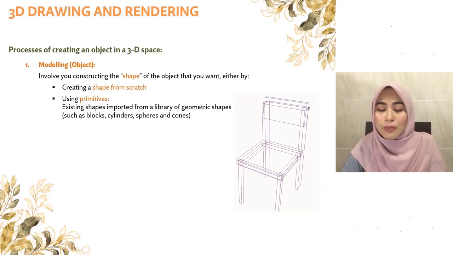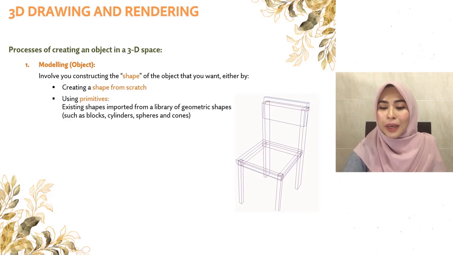Primitives are existing shapes imported from a library of geometric shapes. You take a look at this chair, maybe this particular thing is called a block. You have 1, 2, 3, 4, another longer block. So you can use primitives to construct the object that you want to do. This is called modeling the object.